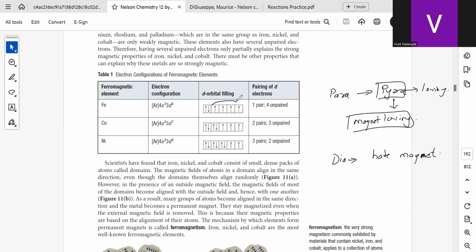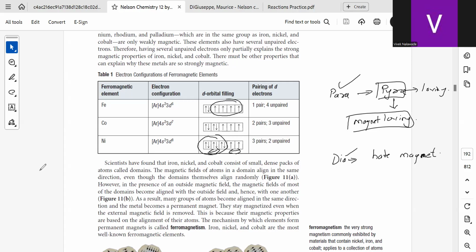The number of unpaired electrons. If you have more unpaired electrons, it is paramagnetic. If you have more paired electrons, it is diamagnetic. So that means here you have paramagnetic properties as well as diamagnetic properties, but the diamagnetic properties are more. So it is more diamagnetic than paramagnetic.